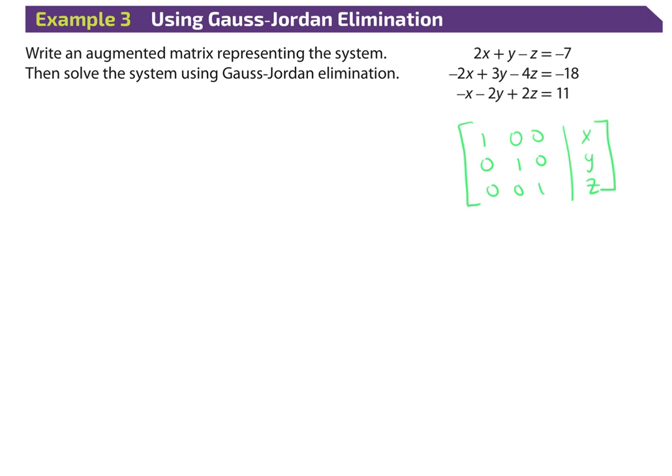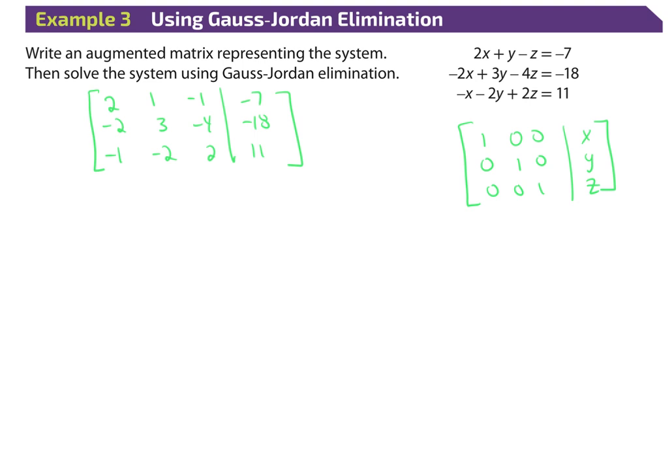Again, you do want to make sure you're in x, y, z. Check those. Make sure you're in standard form. If you're not in standard form, fix it before you start. And then we're just going to write it out. So I have a 2, a 1, a -1, a -7, a -2, +3, -4, -18, -1, -2, +2, +11.